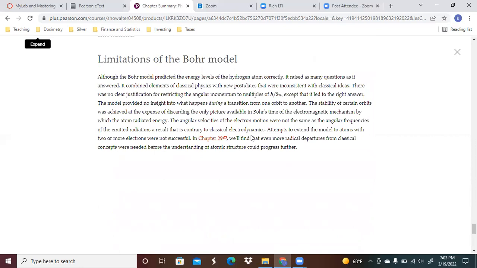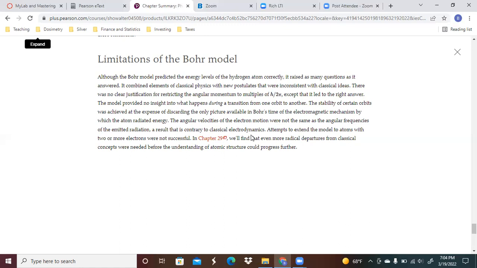So, although the Bohr model predicts the energy levels of the hydrogen atom correctly, it raises many questions. It combines elements of classical physics with new postulates that, hey, we don't have any real basis for except that they just work. There's no clear justification for it, except that it just leads to the right answer. The model provided no insight as to why this is happening. We don't know. The stability of certain orbits was achieved at the expense of discarding the only picture available in Bohr's time of the electromagnetic mechanism by which the atom irradiated energy.